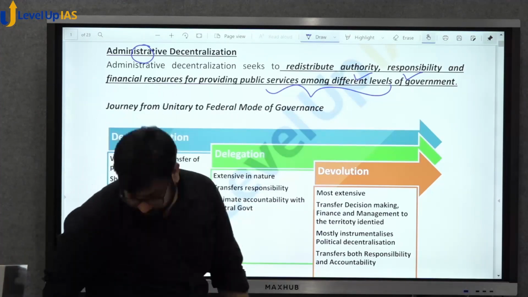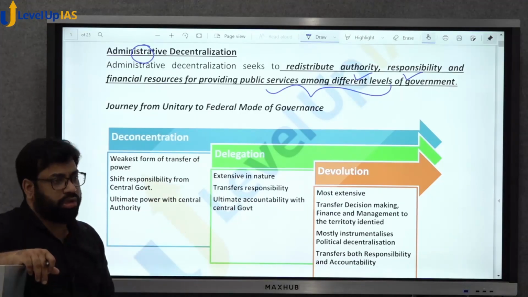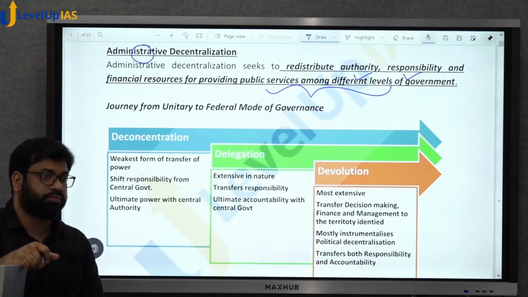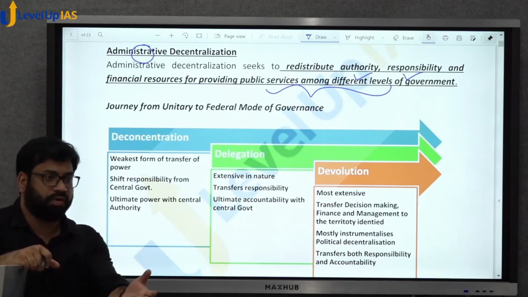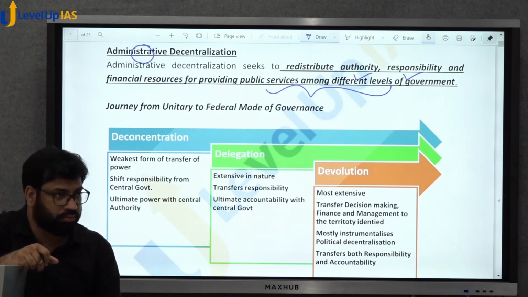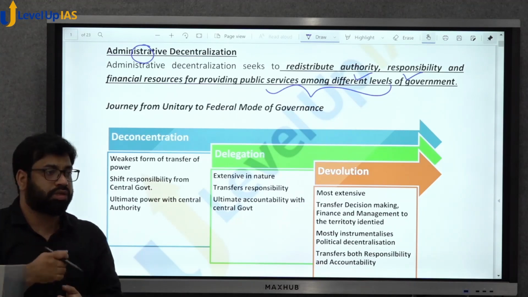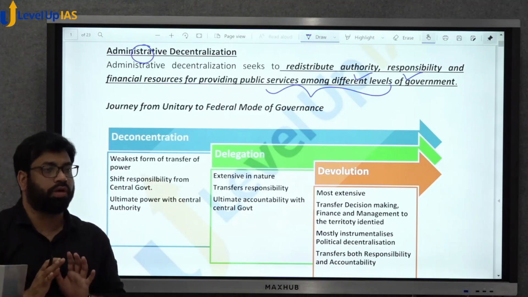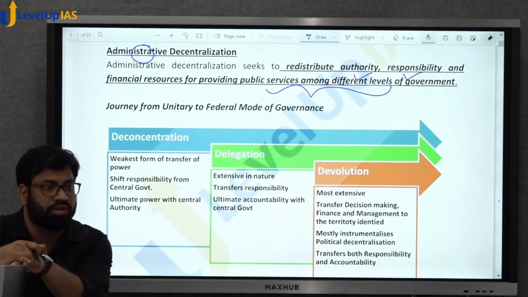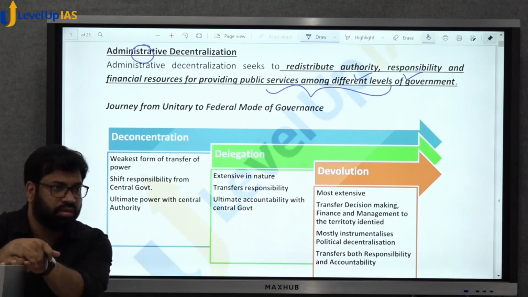So when it comes to administrative decentralization, there are three terms that you need to understand. The first one is deconcentration. Just listen to the example first, then you can connect it with the definition. Suppose you are sitting here at the New Delhi office and you have got a lot of workload. What will you do? You will just call the Dwarka office saying, see, we have got a lot of work, you do some amount of work for us. And you will just deconcentrate yourself because of the workload. Is it really decentralization? No, it is not.